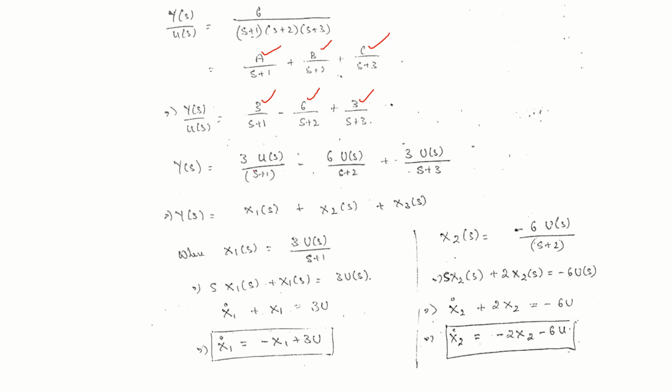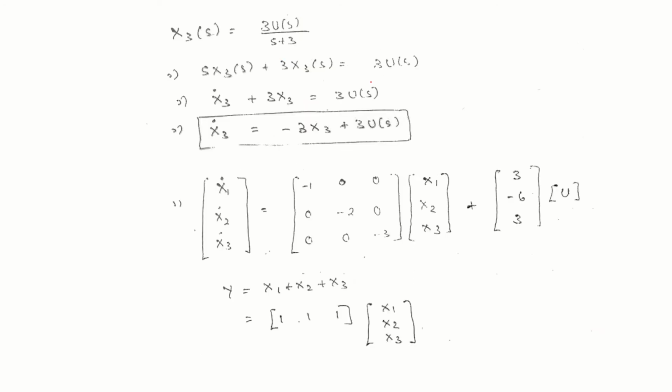Then Y of s is equal to, you can write 3U of s by s plus 1, minus 6U of s by s plus 2, plus 3U of s by s plus 3. This you call it as x1, this you call it as x2, this you call it as x3. So take each one of them. x1 of s equal to 3U of s by s plus 1, cross multiply, get the state equation by writing in a reverse manner. Same with x2 of s, you take, cross multiply, then write in the reverse, you will get the state equation. Same also for the other. Then you got all the three state equations.